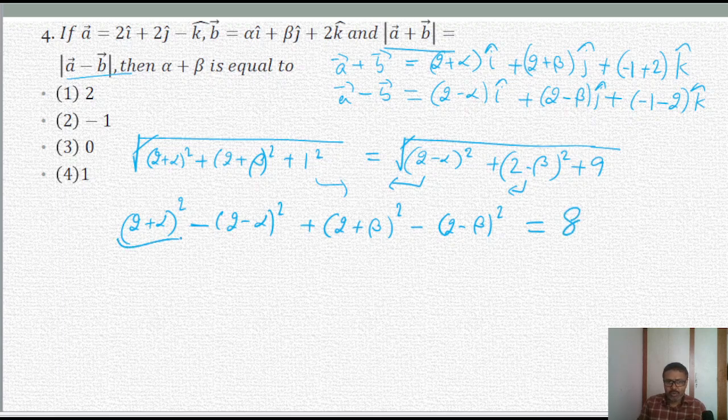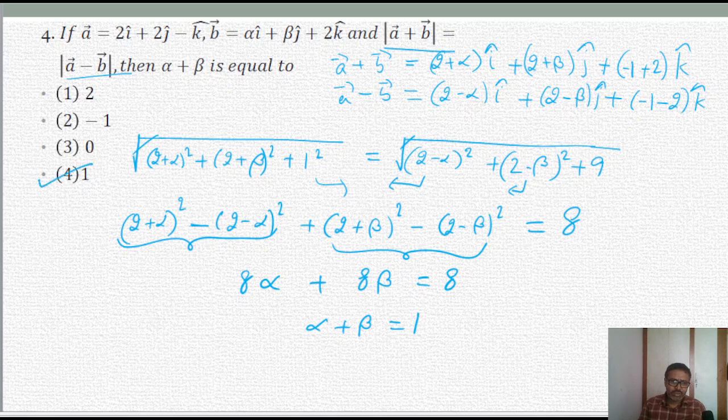Now tell me what is A plus B whole square minus A minus B whole square. Yes, directly you can write it as 2 square plus alpha square, here minus 2 square minus alpha square, both will get cancelled. Then here 4 alpha and here also 4 alpha will remain. So directly you can write it as 8 alpha, and by simplifying in the same way, 8 beta is equal to 8. So you got your answer, alpha plus beta is equal to 1. This is how you can solve this question easily. And let us move on to the next one.